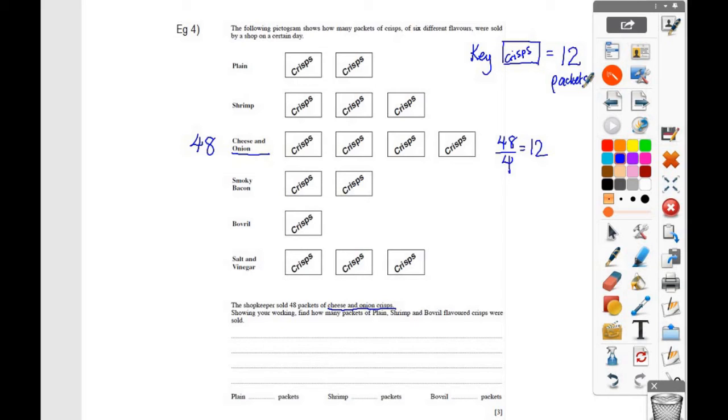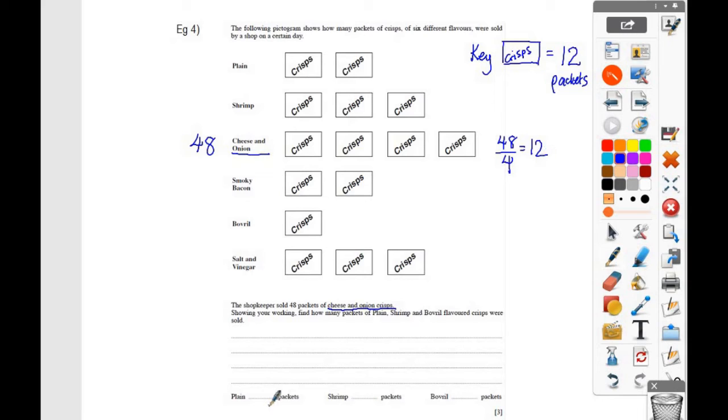Now, this is an open-ended question because it doesn't actually ask us what the symbol or the key stands for. It just asks us, can you find out how many packets of plain, shrimp and bovril? And it's worth 3 marks. But you do need to do this little bit of working first of all to be able to work out what the other flavours are. So we know that 1 symbol stands for 12.